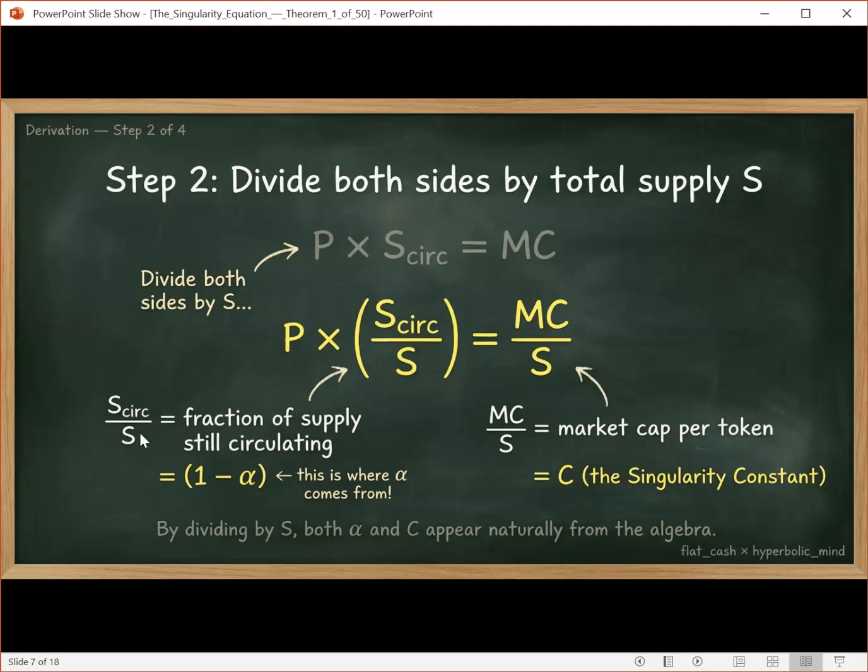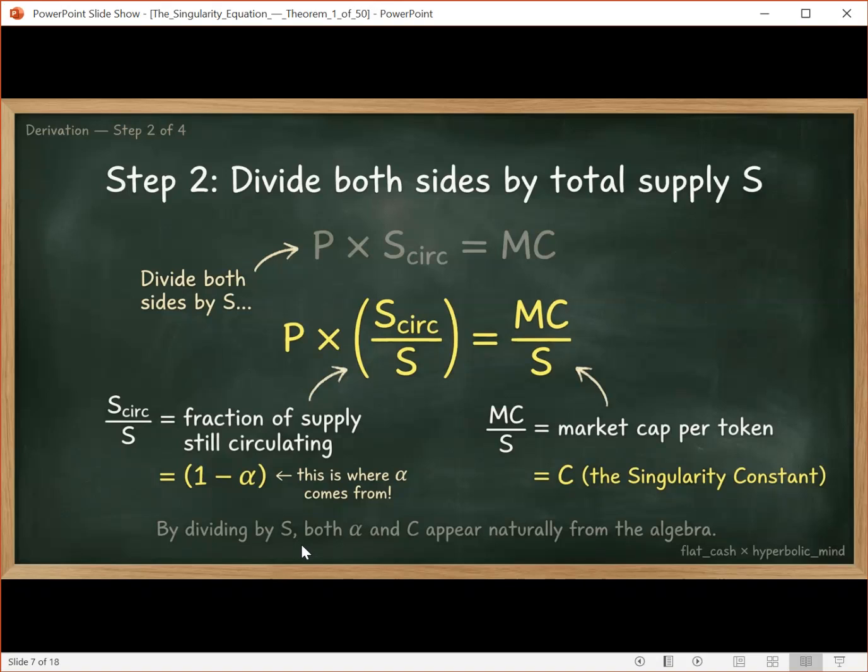So circulating supply divided by S, I can replace it with 1 minus alpha. And market cap divided by S, I can replace it with a constant. Because S is the total supply, which is constant. Market cap just varies with price. So therefore, I can define this as the singularity constant.